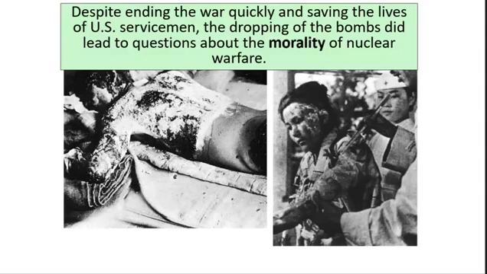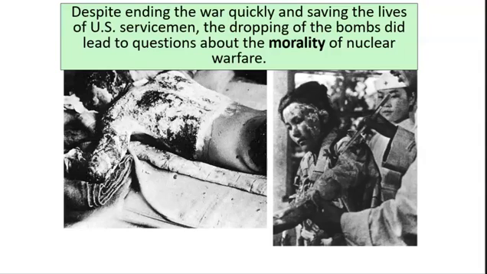This is the after effects. This is radiation poisoning. And one of the big things about the dropping of the bombs is that we drop them on civilian populations. And this leads to these major questions of the morality of using nuclear warfare, and using nuclear warfare on citizens and on civilians, not on military targets. And that becomes a huge question as we move forward.